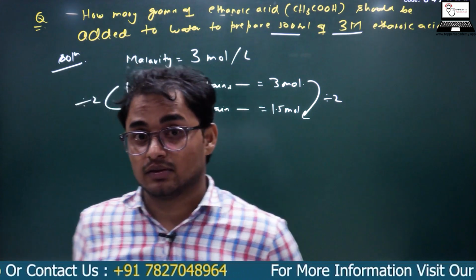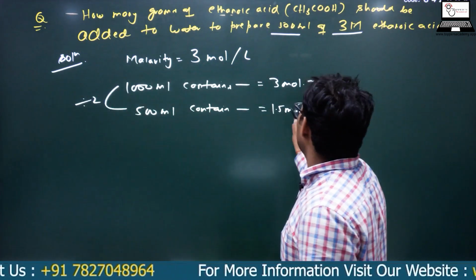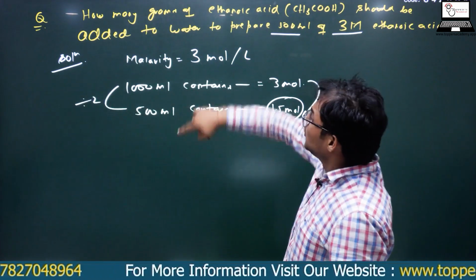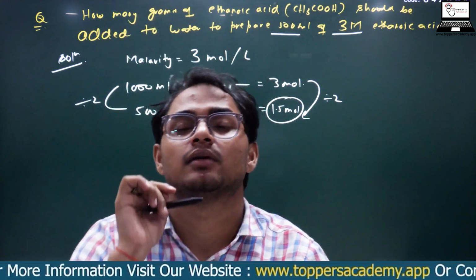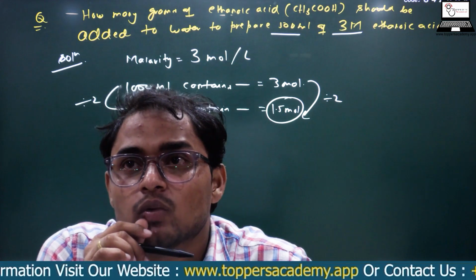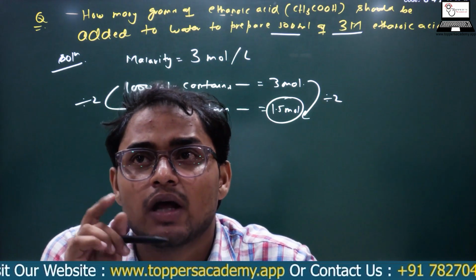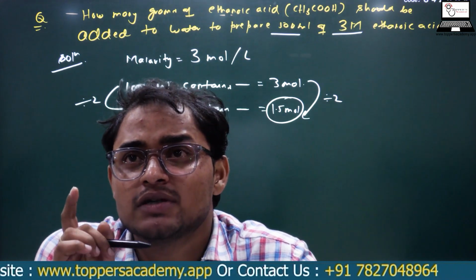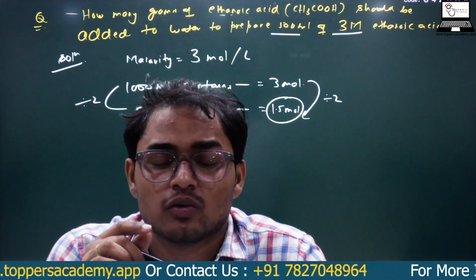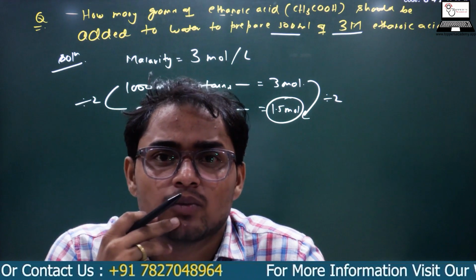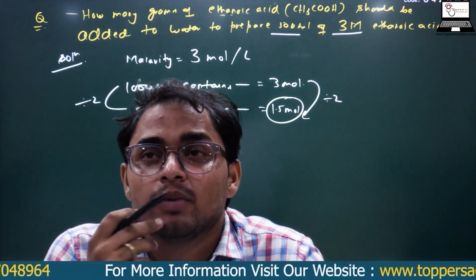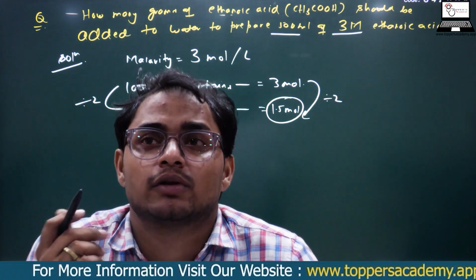1.5 mole, right? So you will require 1.5 mole of solute, and solute is ethanoic acid, that means you will require 1.5 mole of ethanoic acid. Now the question is asking, how many grams? That means the question is not asking how many moles. Moles is 1.5 mole, you can calculate very easily, but the question is how many grams of ethanoic acid.